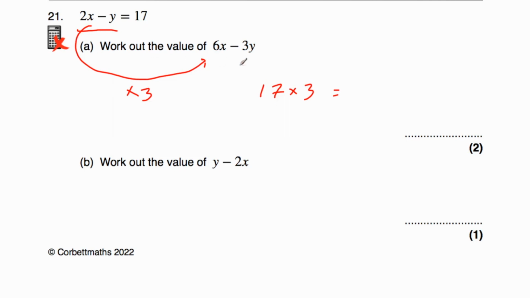And this is a non-calculator question, so we could do 17 plus 17 plus 17. So 17 plus 17 is 34, add 17 is 51. So the answer would be 51.